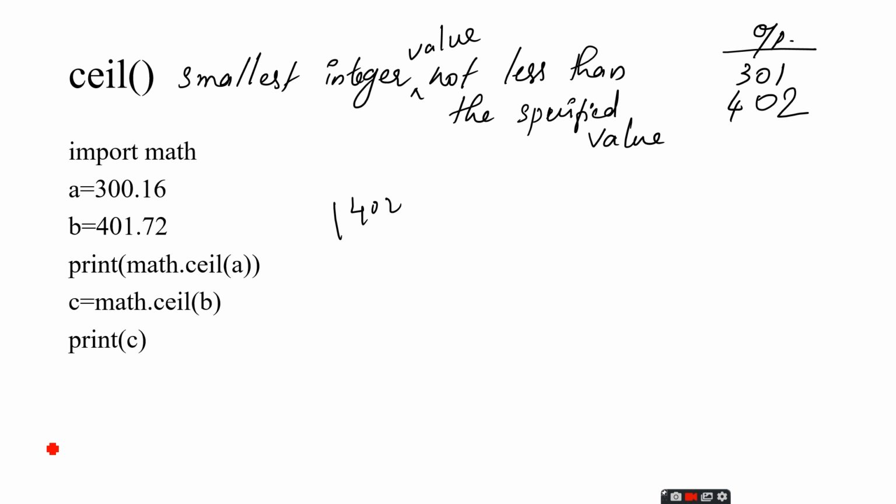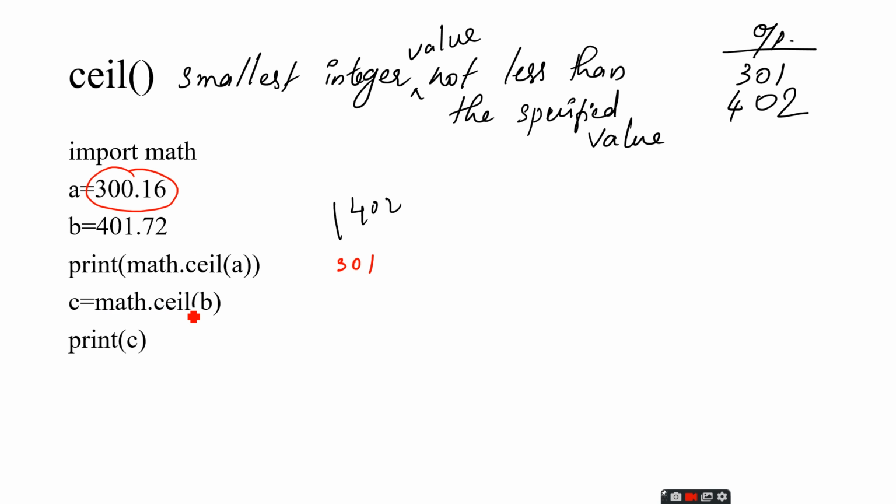Now next is the ceil function. The ceil function will return the smallest integer value not less than the specified value. Now see here, import math, a equal to 300.16, then b equal to 401.72. Print math.ceil of a. That means the ceil function will return the smallest integer value which is not less than the specified value. So it will give one value greater than this. So the output will be 301.